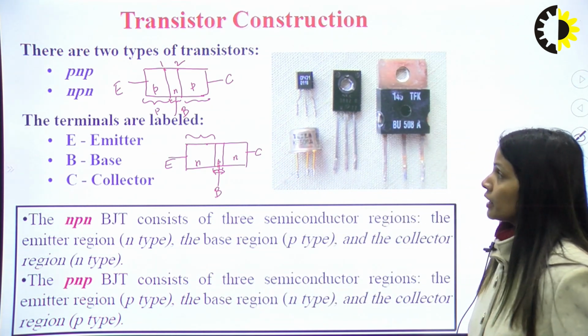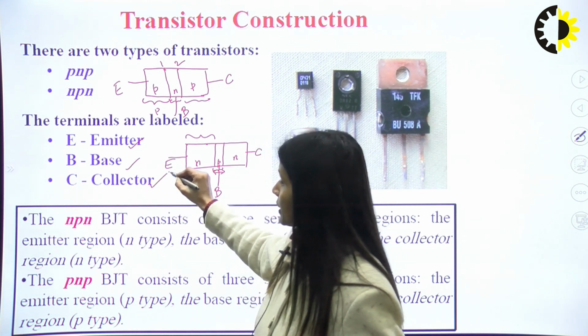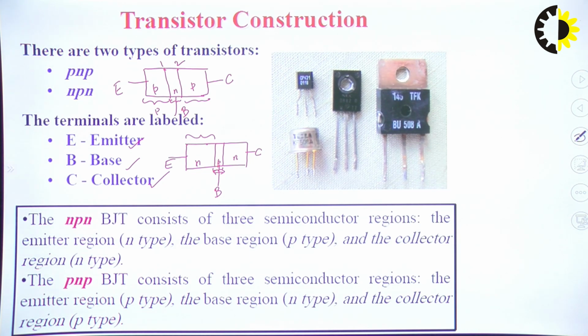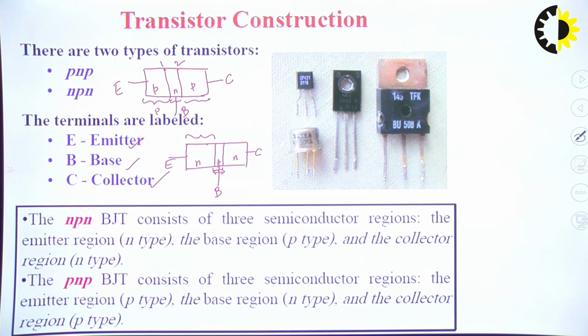Okay, so here the terminals can be labeled as emitter, base and collector. So the NPN BJT consists of three semiconductor regions: the emitter region N type, the base region P type, and the collector region N type. Similarly, the PNP BJT consists of three semiconductor regions: the emitter region, the base region, and the collector region. In PNP, the base will be the N type.